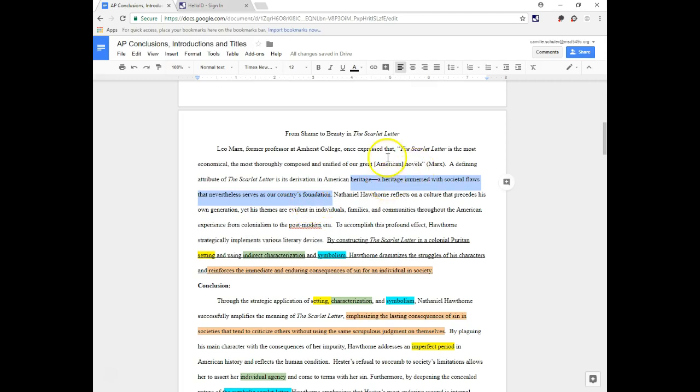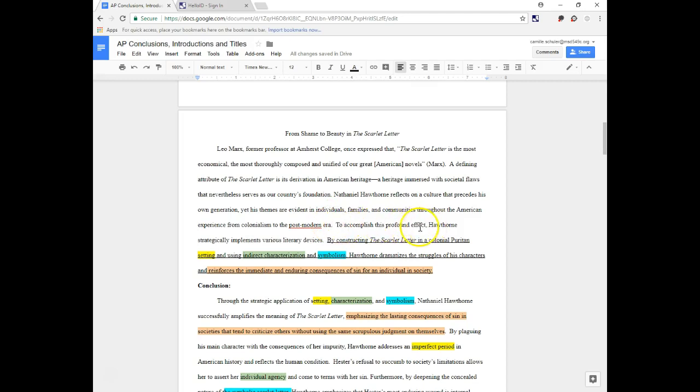Now, notice how not only the student expanded on this sentence, but also talked about something that she's going to address in her paper. Nathaniel Hawthorne reflects on a culture that precedes his own generation, yet his themes are evident in individuals, families, and communities throughout the American experience from colonialism to the postmodern era. Now this works because the student does talk quite a bit about the setting in the first topic.